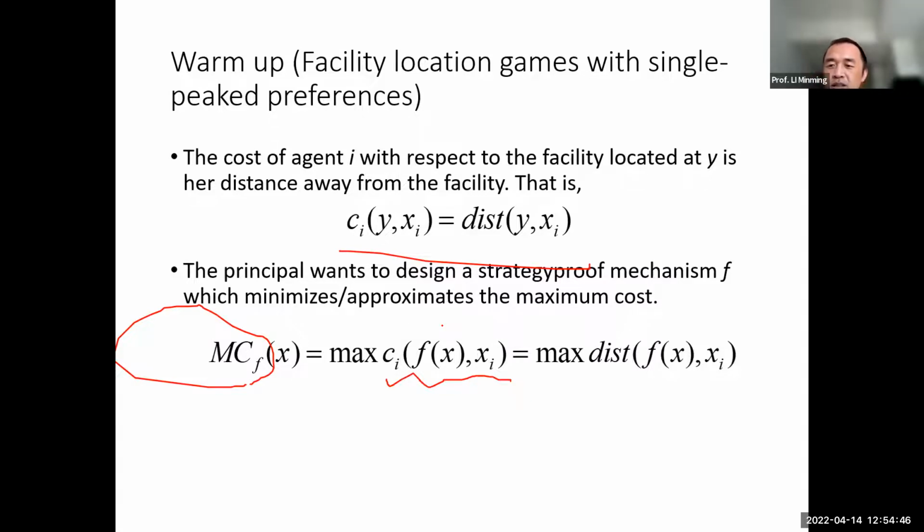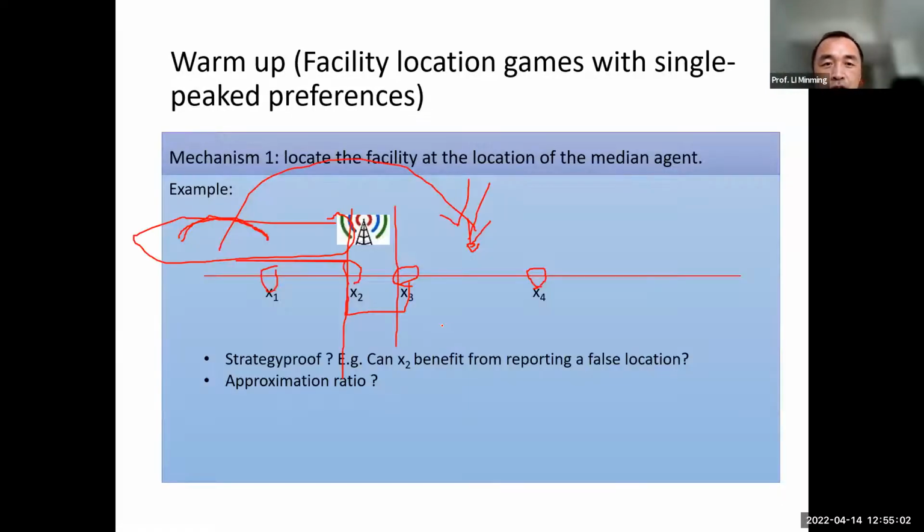Yes. So some mechanisms are designed for social cost and some for max cost, because mechanisms good for social cost may not be good for max cost, and vice versa. But there is one side note about the mechanism. You see that for social cost, we locate the facility at the median agent's location, right? So actually, this mechanism is also good for max cost. Why? What approximation?